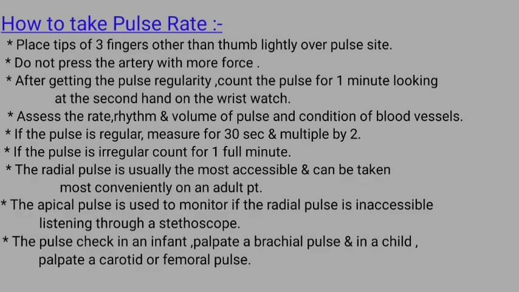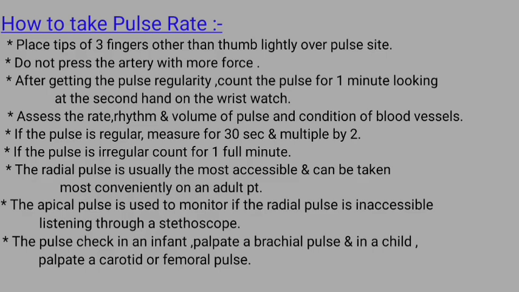After getting the pulse regularity, count the pulse for 1 minute looking at the second hand on the wristwatch. Assess the rate, rhythm and volume of pulse and condition of blood vessels. If the pulse is regular, measure for 30 seconds and multiply by 2. If the pulse is irregular, count for 1 full minute.